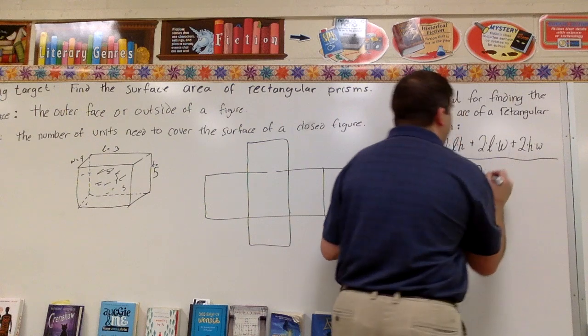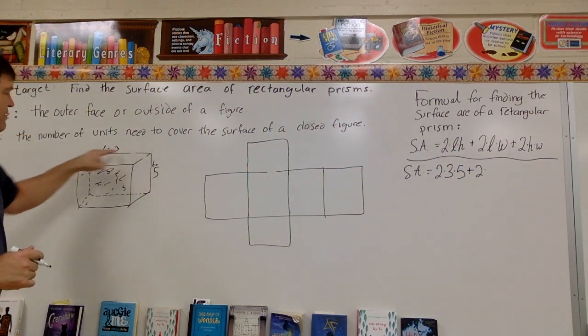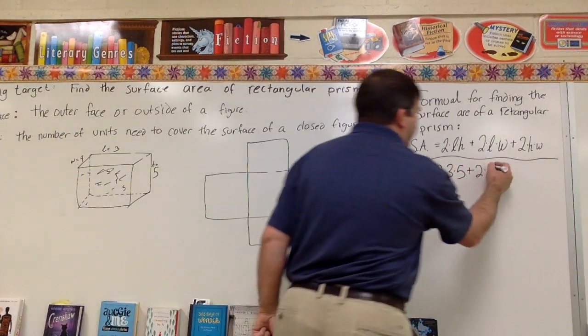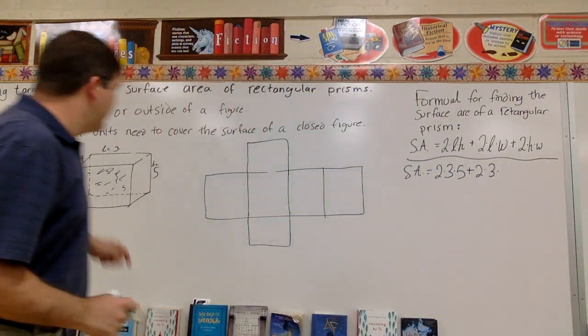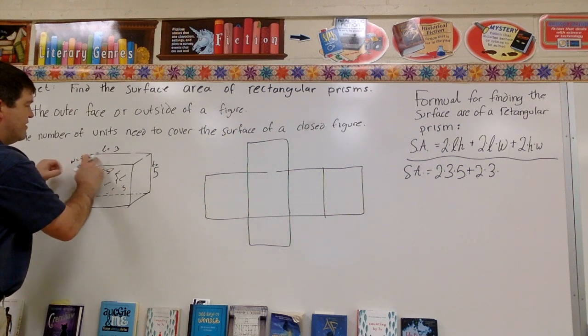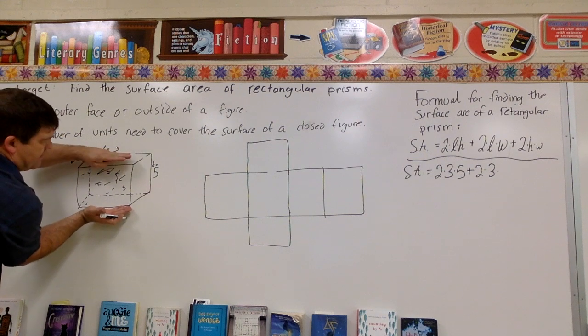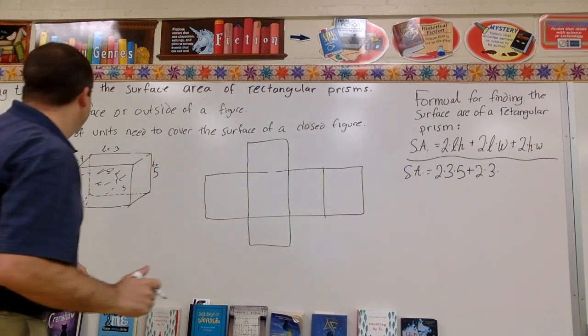Plus 2 times the length. The length is this one, 3, times the width. The width is this, 4. So now I'm getting this one here, and if I get this one, I also get the bottom. So here's the top and the bottom.